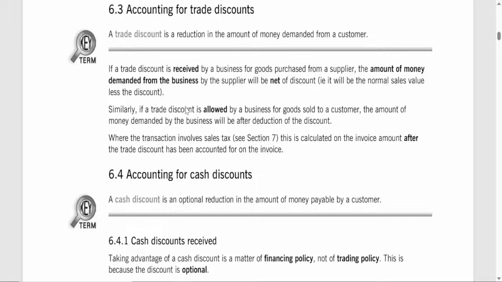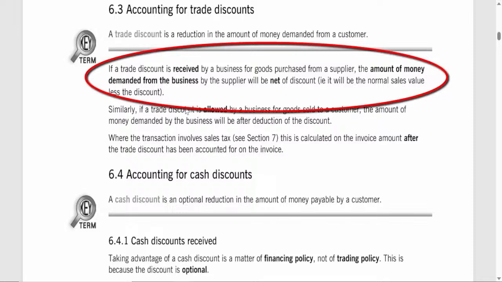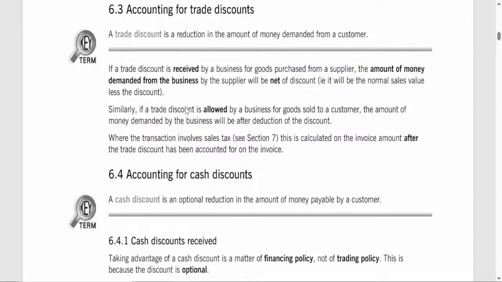How trade discounts work for the buyer and the seller. 1. When a business receives a trade discount. Imagine a business purchasing goods from a supplier who offers a trade discount. The amount the business is required to pay will be the normal price minus the discount. This means the supplier provides a price that already accounts for the trade discount, making it lower than the standard selling price. For example, if a business buys products worth $1,000 but receives a 10% trade discount, they would only be billed for $900.